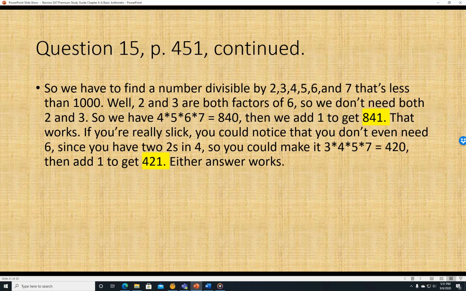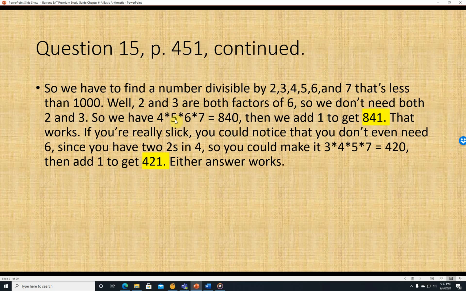So we have to find a number divisible by 2, 3, 4, 5, 6, and 7 that's less than 1,000. Well, what we can do is we have some extraneous factors. We have some factors we just don't really need. Because 2 and 3 are both factors of 6, so you could just take out 2 and 3. And 6 already has 2 and 3 as factors, so you already have a 2 and a 3. They're just put together in a 6 here.